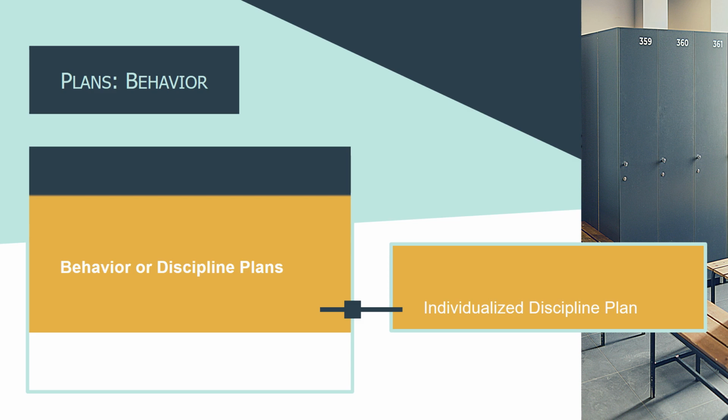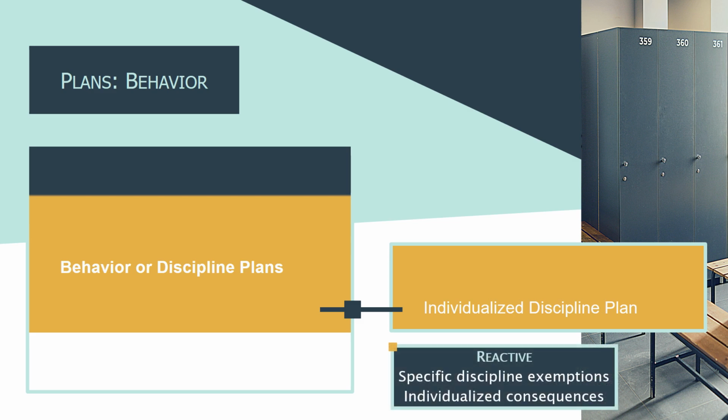Such supports are intended to be reactive to conduct that has already occurred. For example, let's say a student repeatedly disrupts others or instruction. Their discipline plan could exempt the student from the normal consequence of being sent to the principal's office. The plan could then list the student's individualized consequence of jogging in place for 2 minutes for such misconduct.